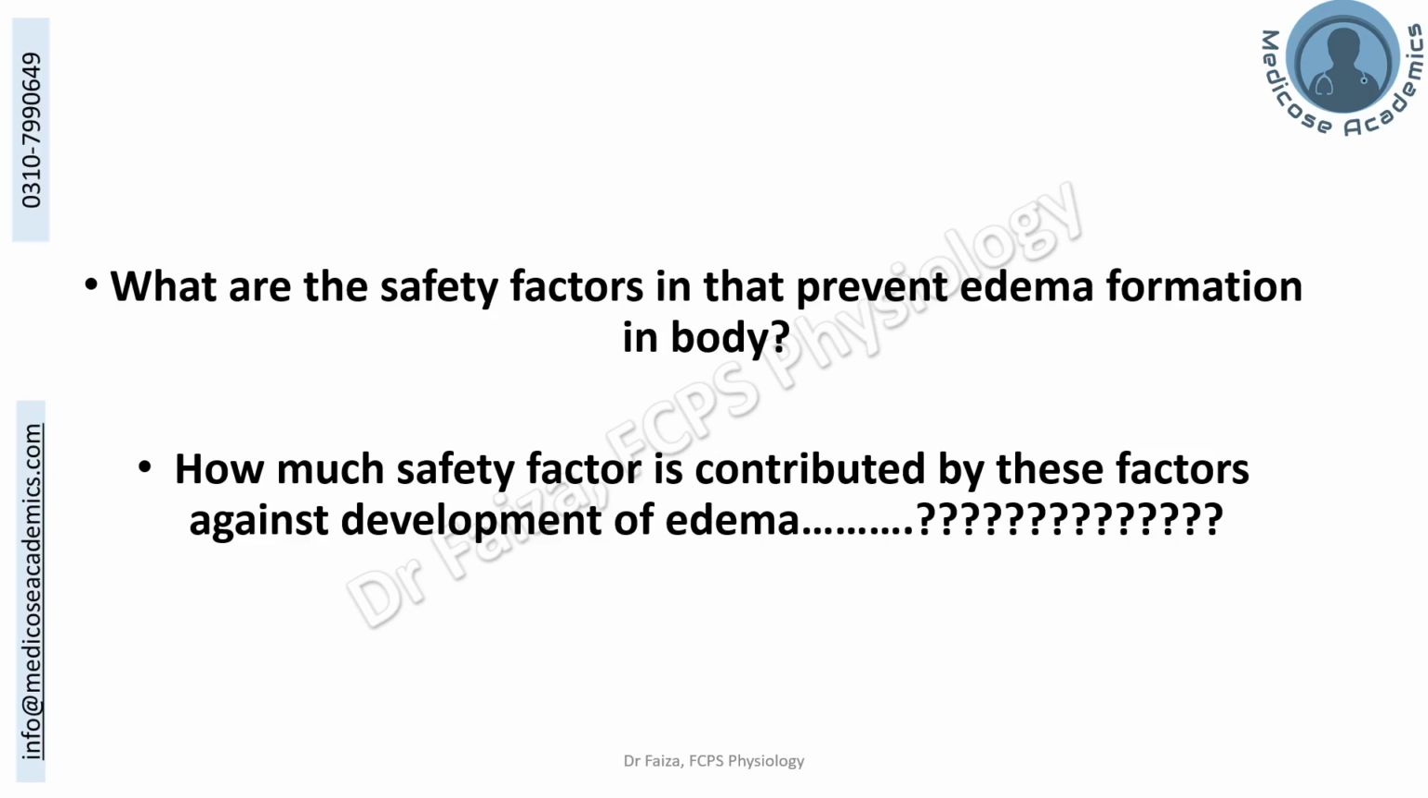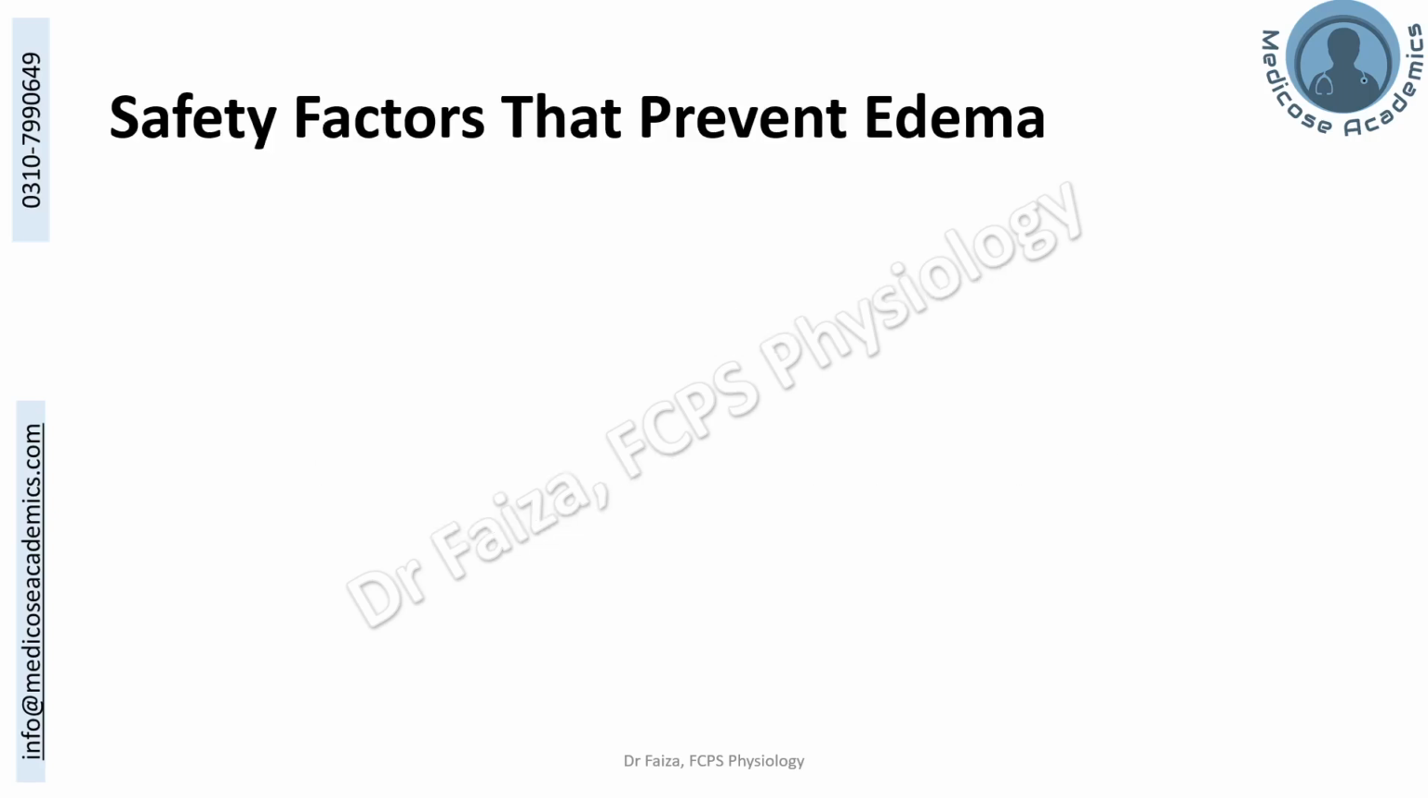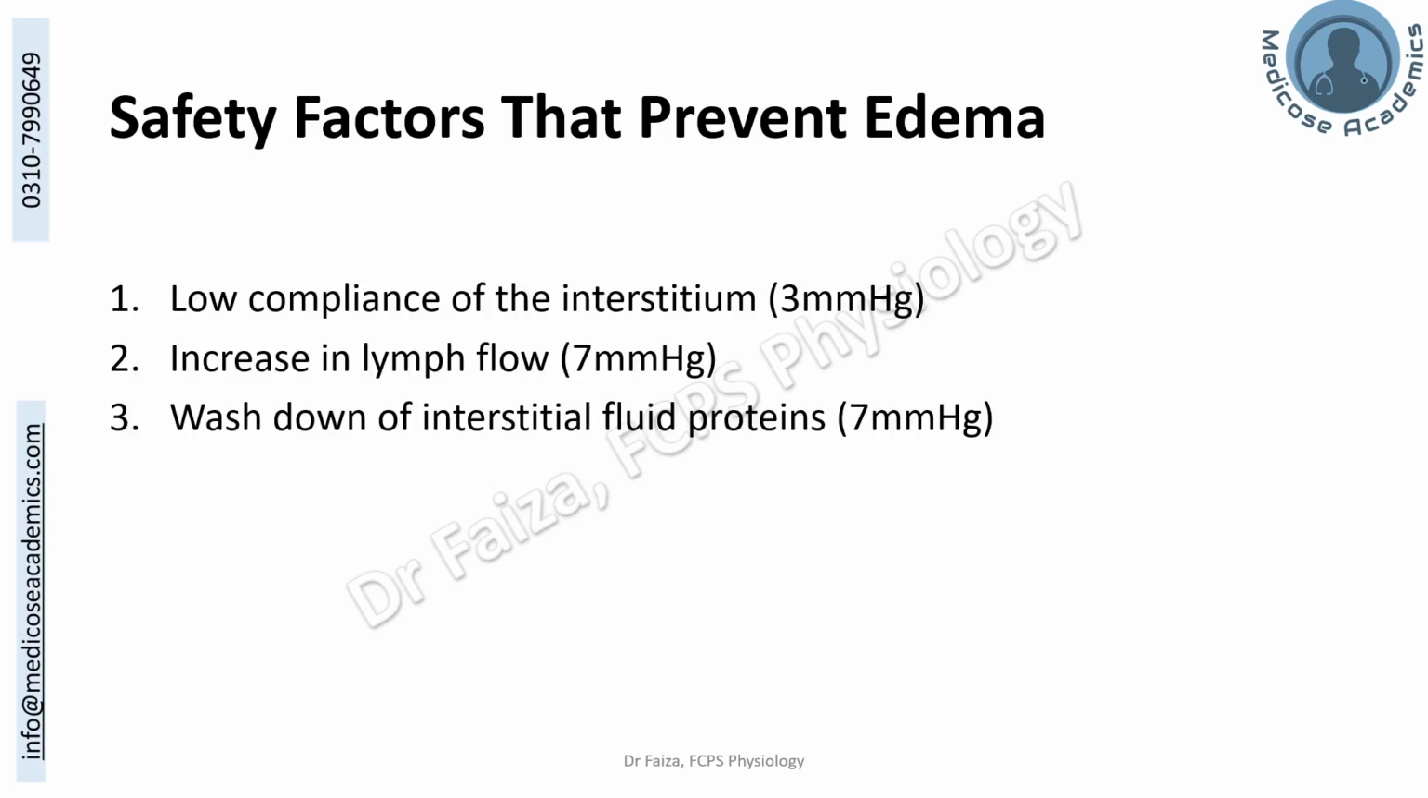Now we will look into what can prevent the edema formation. The safety factors of edema. The body has three categories of safety factors that prevent the edema formation, including the low compliance of the interstitium, capability to increase the lymphatic flow, and capability to wash away the excessively filtered proteins from the interstitium.